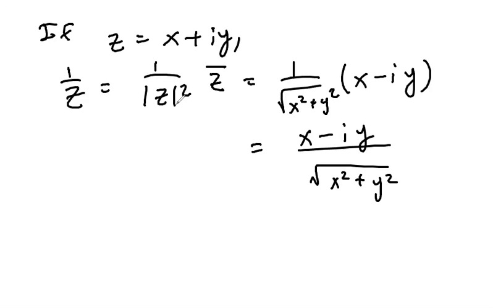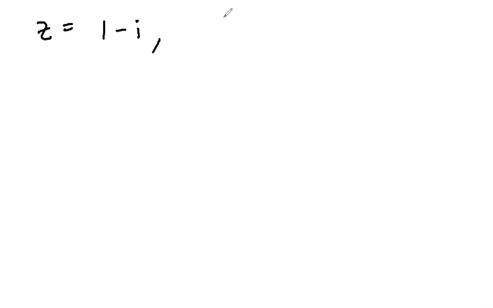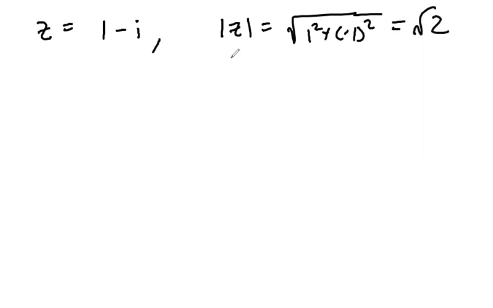So what would we do here? Well, we need the modulus and the conjugate. So this kind of combines the two ideas from the last video together very nicely. The modulus of z would be the square root of 1 squared plus minus 1 squared, which is square root 2. And the conjugate of z would be 1 plus i.